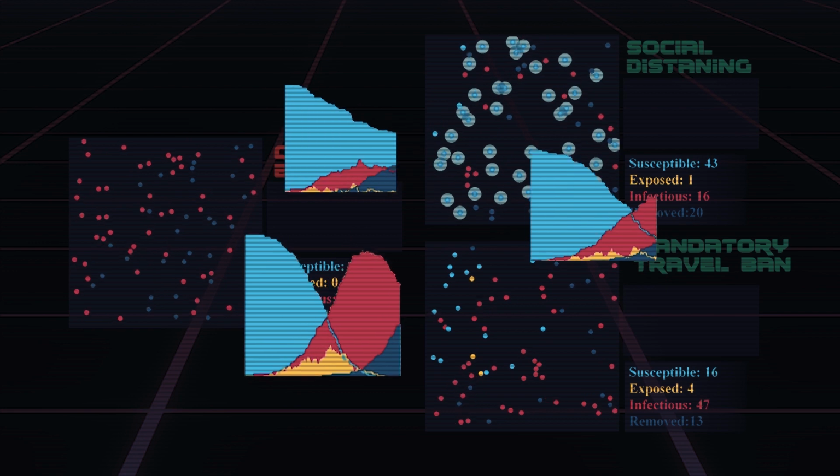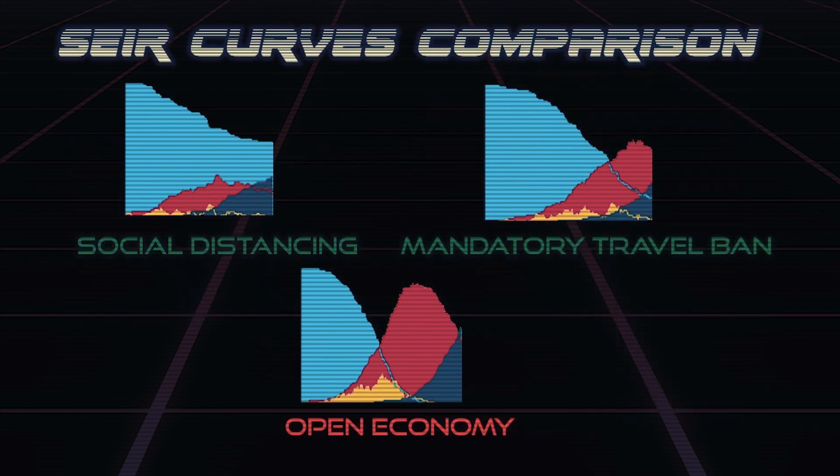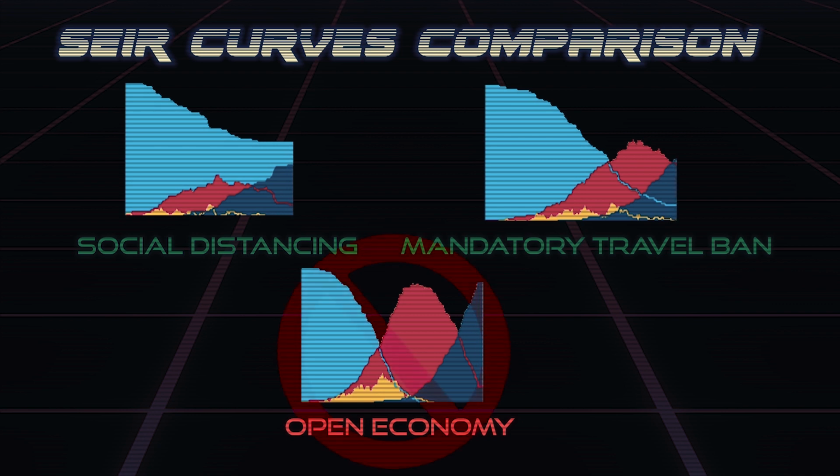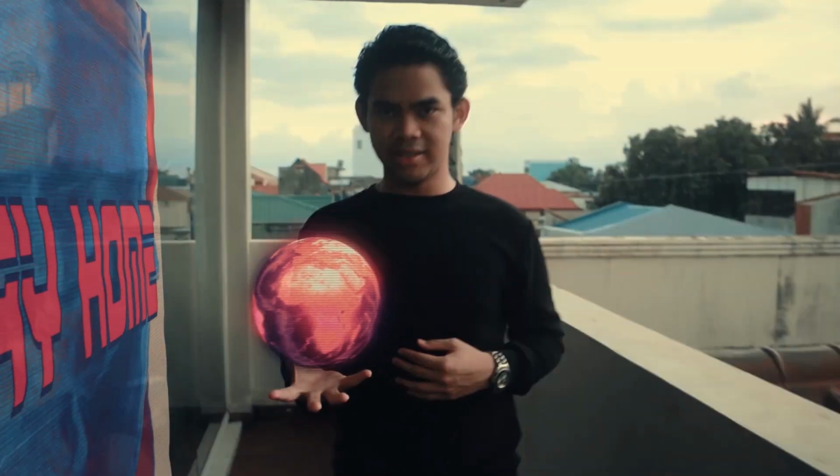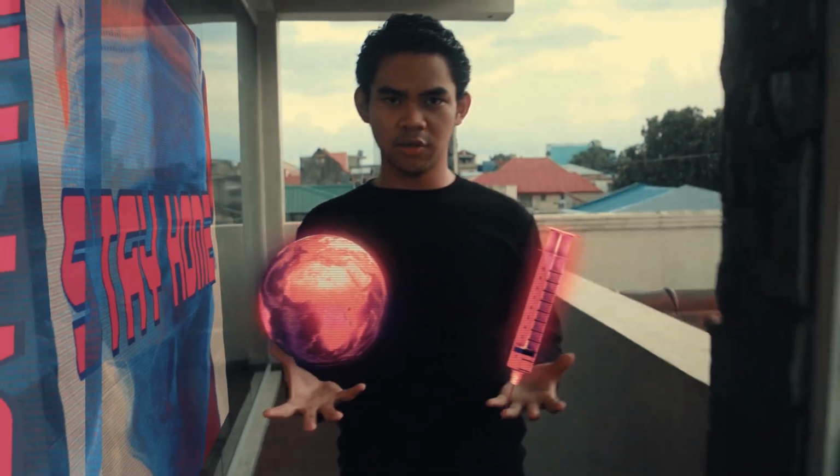If you compare a population following these measures to one with an open economy, you would be surprised at how much this would flatten the curve. With tens of thousands of people dying worldwide because of COVID-19 and a vaccine that is yet to be available, flattening the curve is perhaps one of the most imperative things we should focus on. But will you take your part in flattening the curve?